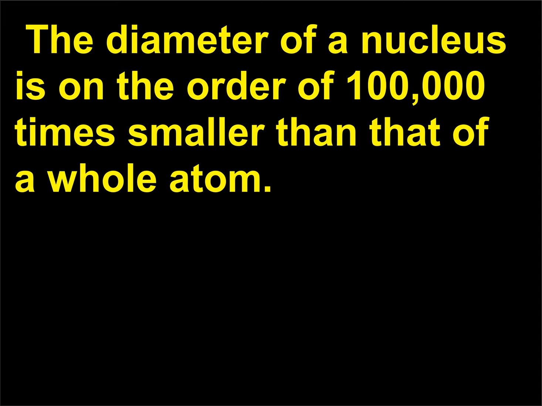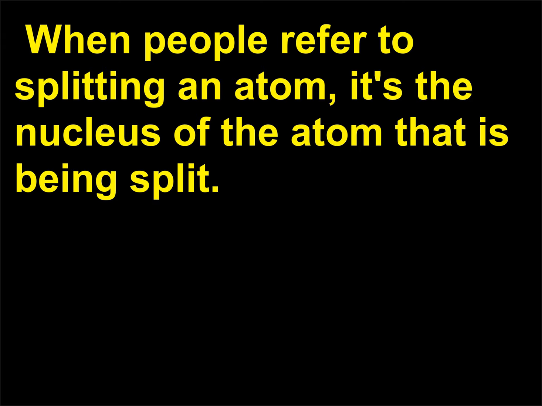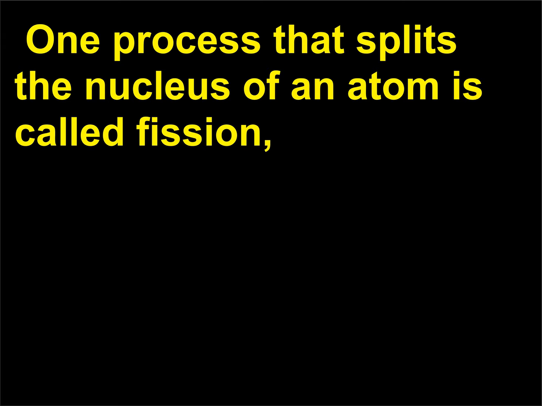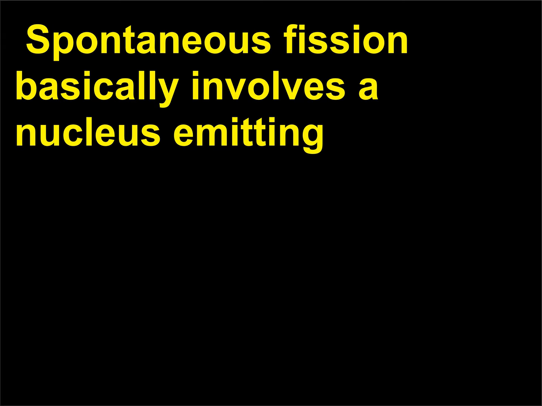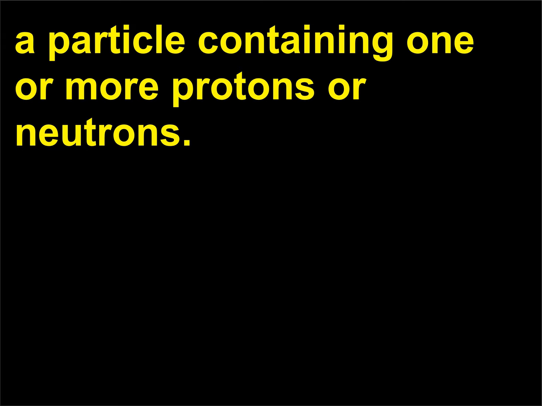Is it possible to split an atom? It is possible to split an atom. When people refer to splitting an atom, it's the nucleus of the atom that is being split. One process that splits the nucleus of an atom is called fission, which can happen spontaneously in heavier elements. Spontaneous fission basically involves a nucleus emitting a particle containing one or more protons or neutrons.